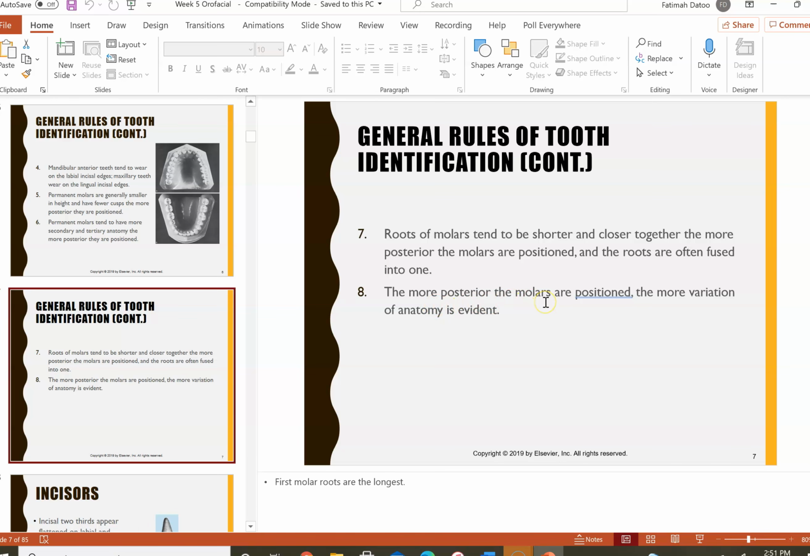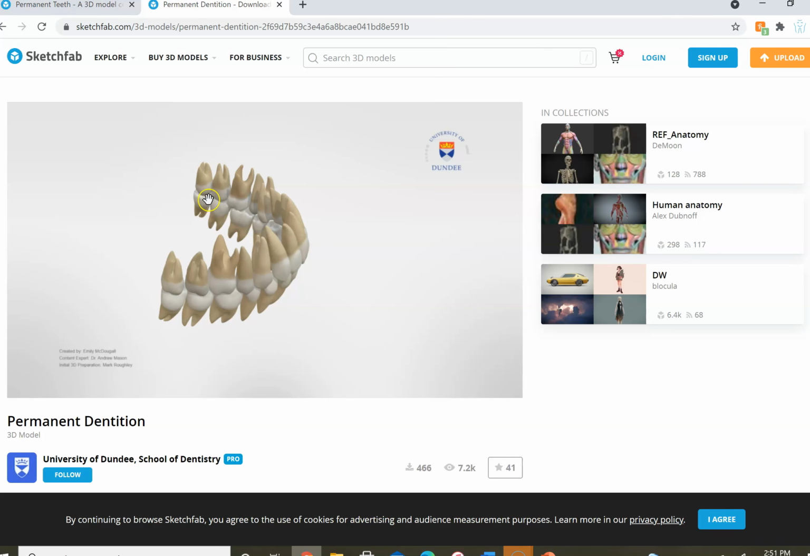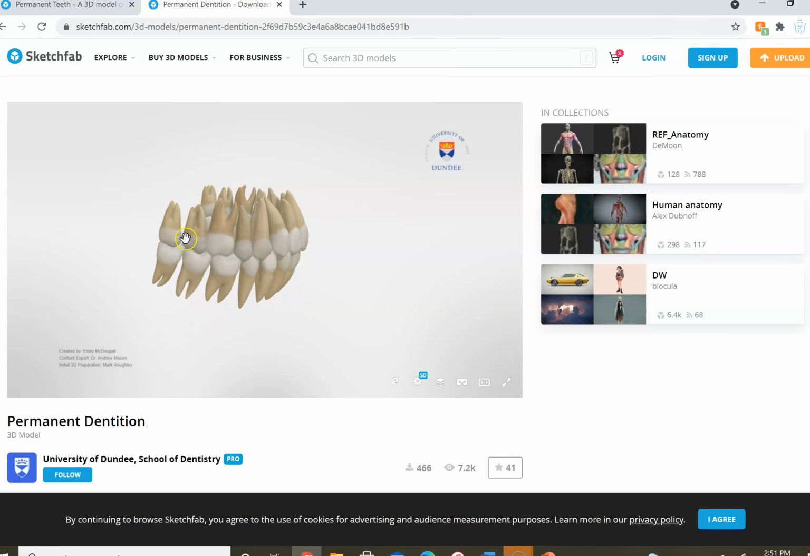The more posterior the molars are positioned, the more variation of anatomy is evident. So when you get to the very posterior teeth, the anatomy of that tooth looks a lot more different. And that's very true, because the third molars look very different in people's mouths. By the time you get to the most posterior teeth, your first molar and my first molar could look similar. Your second molar and my second molar could look fairly similar. But once we get to the third molar, it could vary a lot in anatomy. It could look very different. Your third molar could be very different from my third molar.